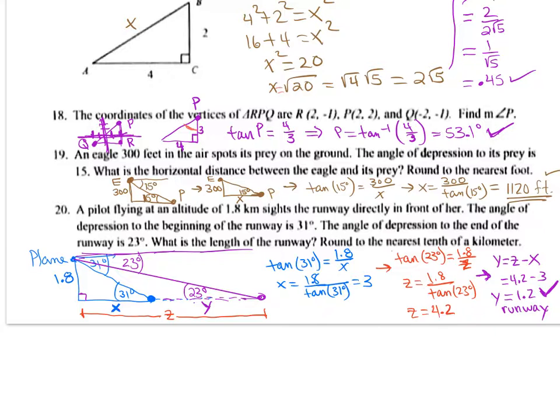And I recognize that 4 is the opposite side of angle P, and that 3 is the adjacent side of angle P. So that means that tangent of P would be 4 over 3, opposite over adjacent. So then to get angle P, I could do the inverse tangent of 4 over 3. And so the inverse tangent of 4 over 3 is 53.1 degrees.